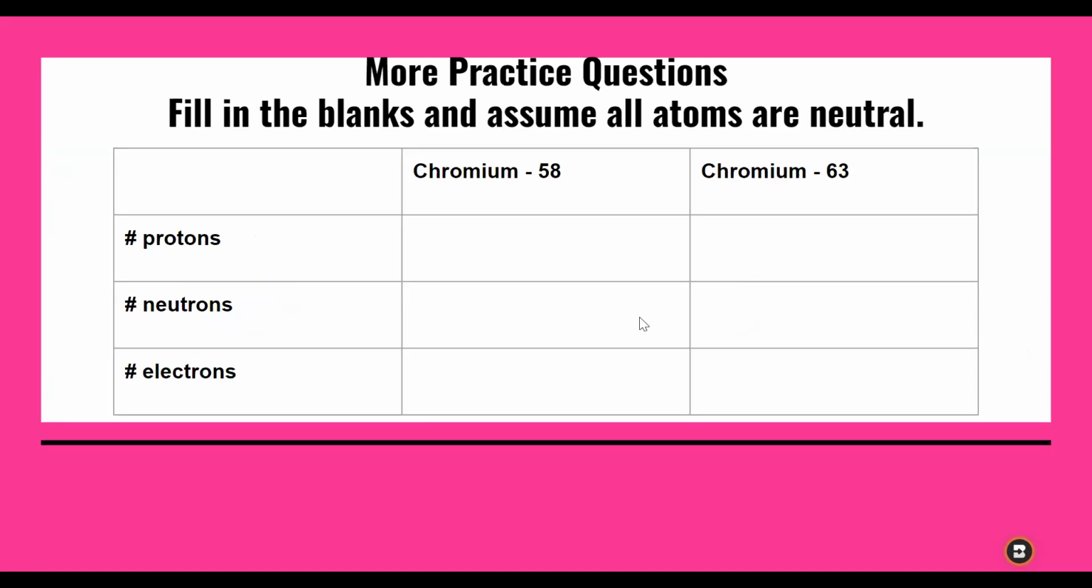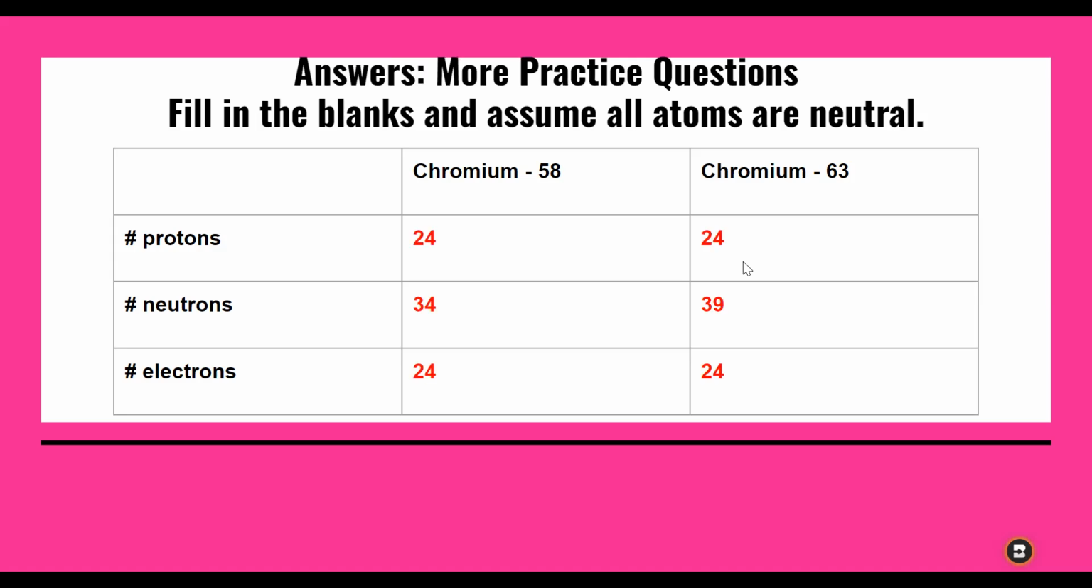Then this is another question. Pause the video. You just need to fill in the blanks. Assume all atoms of chromium are neutral atoms. Again, fill in the blanks. Pause the video. Then here is the answer to that.